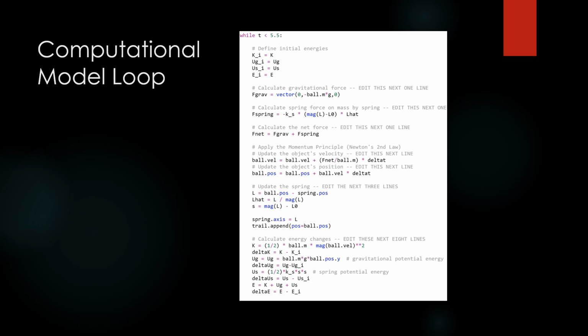For the computational model loop, from the top down, I used multiple equations from physics, including the gravitational force, the spring force, the velocity update formula, the position update formula, and a bunch of the energy change formulas, including kinetic energy, gravitational potential, and spring potential, in order to calculate energy changes and update the position of the spring, similar to other labs where we observed motion.